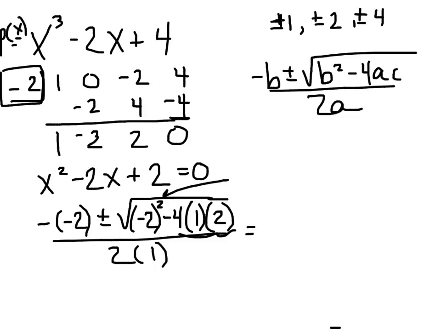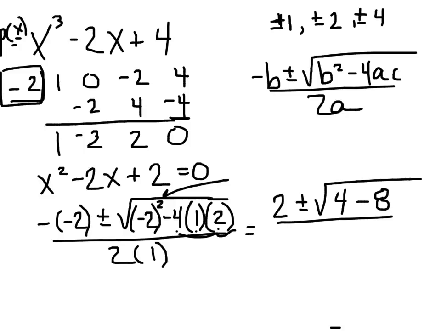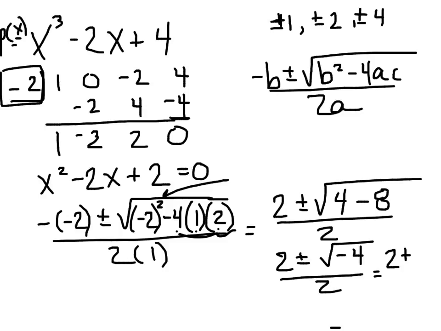But in the front we have two negatives, which make a positive 2, plus or minus. Negative 2 squared is 4, and then you have negative 4 times 1 times 2, which is negative 8, all over 2 times 1, which is 2. 4 minus 8 is a negative 4. So like we said on the previous problem, when you have a negative underneath there, you take your i out, and when you take the square root of 4, you should get 2, but don't forget the i should be there also.